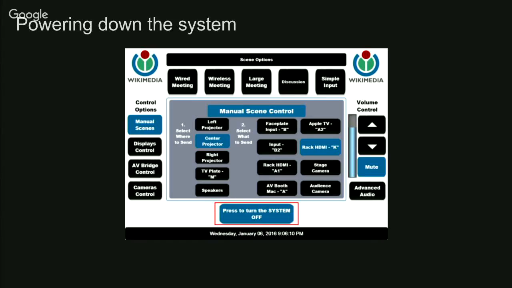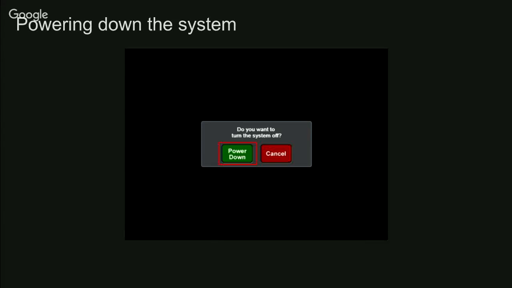All right, so to turn the projection system off, it's really simple. You just press turn the system off, and then you press power down. Pretty simple. The idea of this system was to be as user-friendly as possible, so anyone could use it. You don't need to be an AV wizard to use the system.